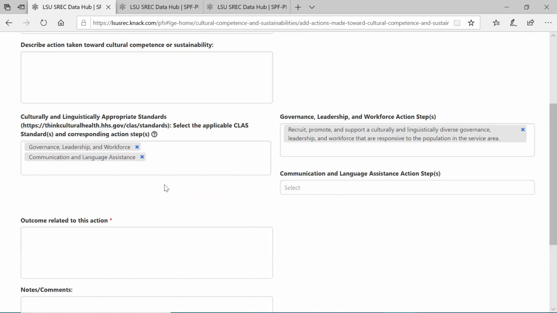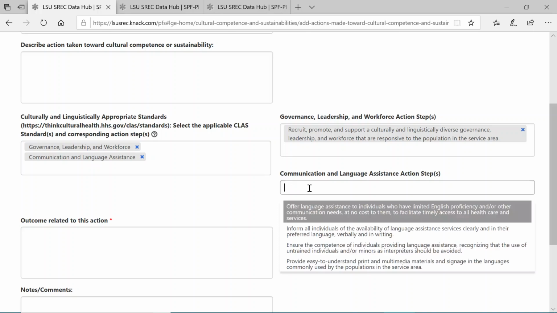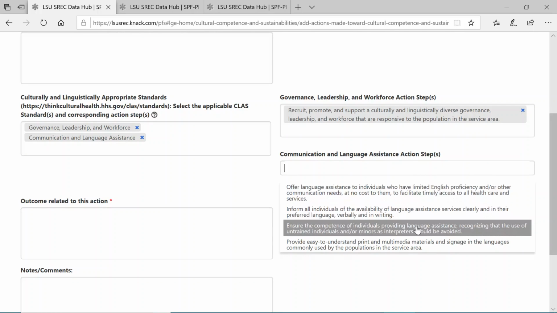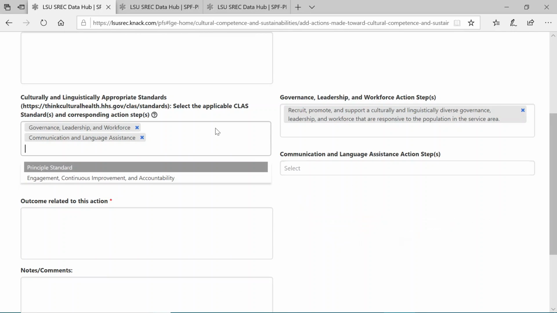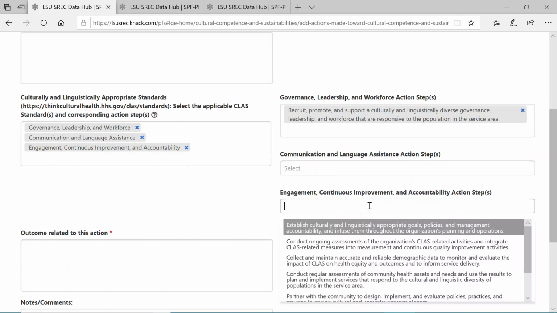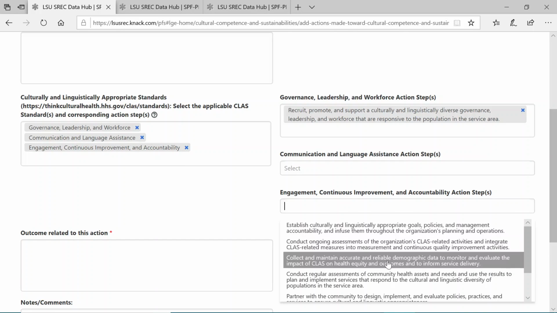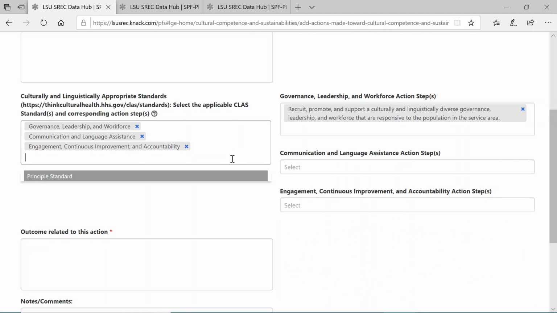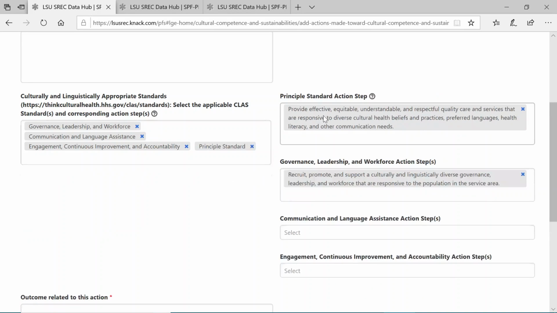So if it's communication and language assistance, another box will appear to show the CLAS action steps related to that standard. If you choose engagement, continuous improvement, and accountability, then that one will appear and show you the action steps related to that standard. If you choose the principal standard, only one action step is going to show up because that's the only action step for that standard.